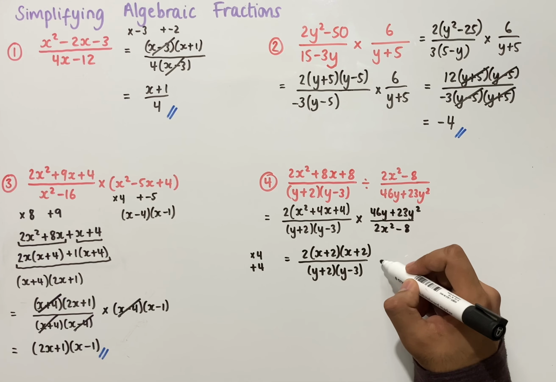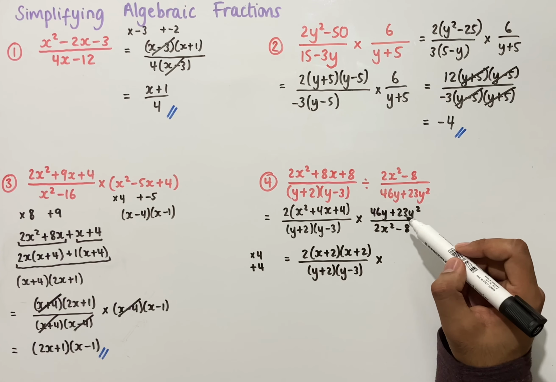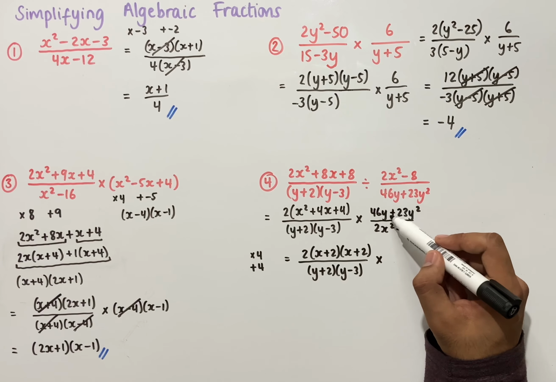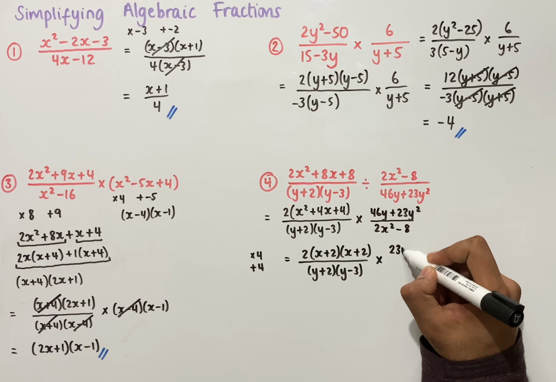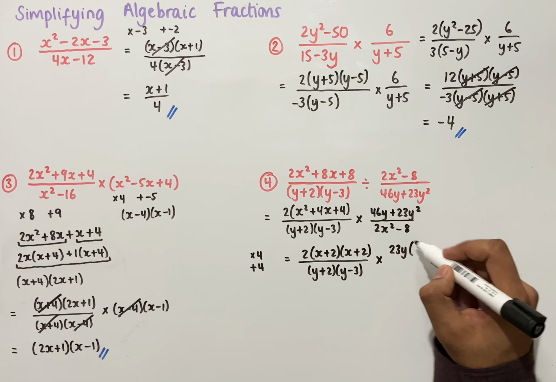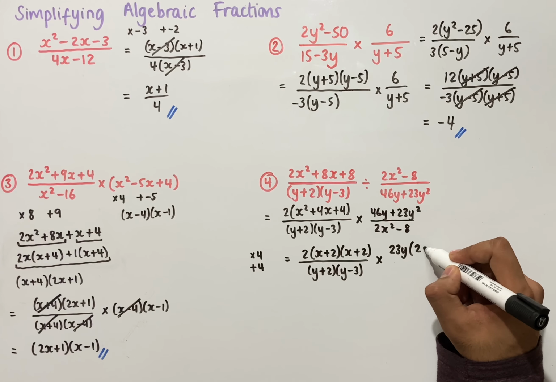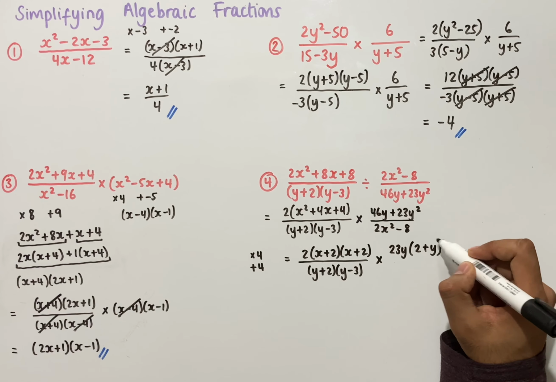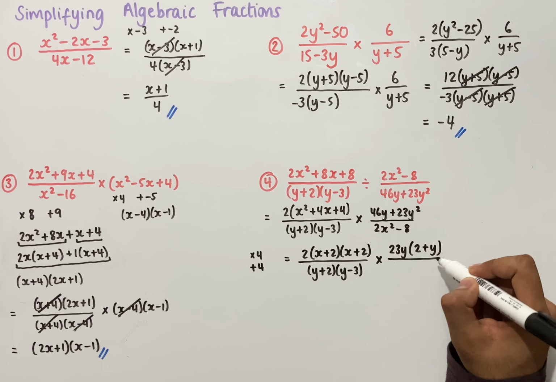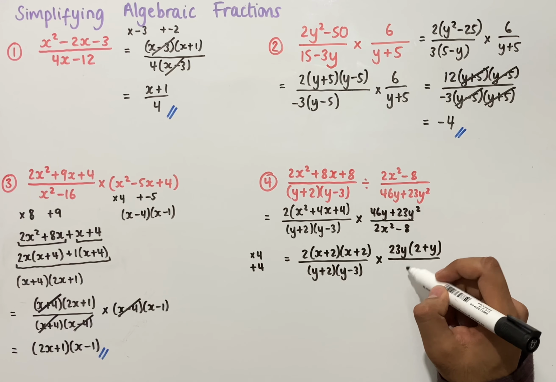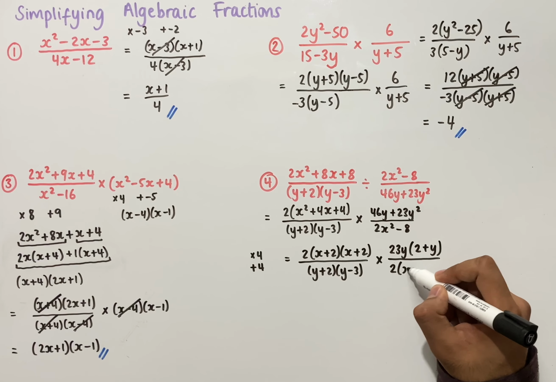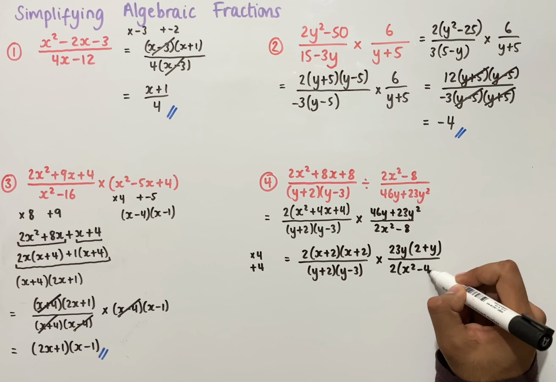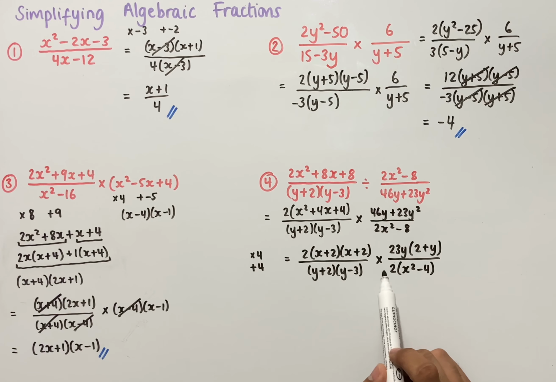In the second fraction, we can factorize the highest common factor, which in this case is 23y. And so factorizing 23y out leaves us in brackets with 2 plus y, and in the denominator we can factorize a 2 out from both of these terms, which gives us 2 and in brackets x squared minus 4. Now at this stage we can begin cancelling.